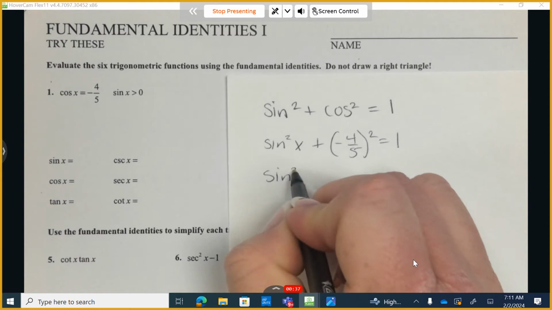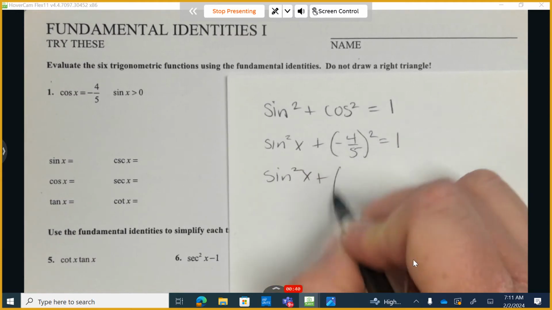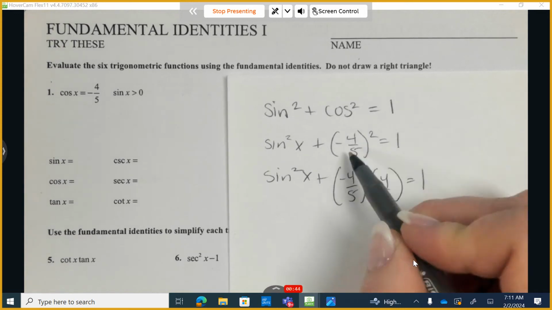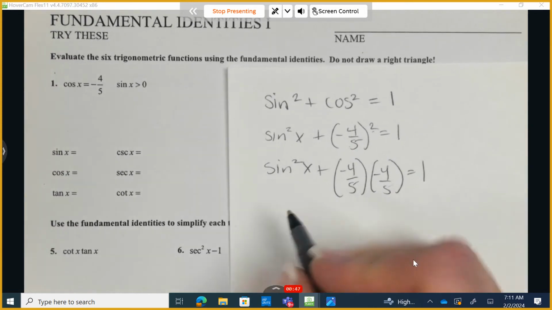Before I do anything else, I'm going to expand this. So I'm going to write negative 4/5 times negative 4/5, because I'm writing this quantity twice.